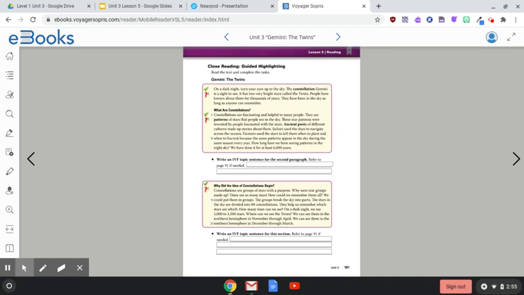Constellation. Constellation is a group of stars that form a shape. Say constellation. Gemini is a constellation. It is also called the Twins. Patterns. Patterns are pictures, images, or designs made by repeated items. Say patterns. On a dark night, star patterns decorate the sky.